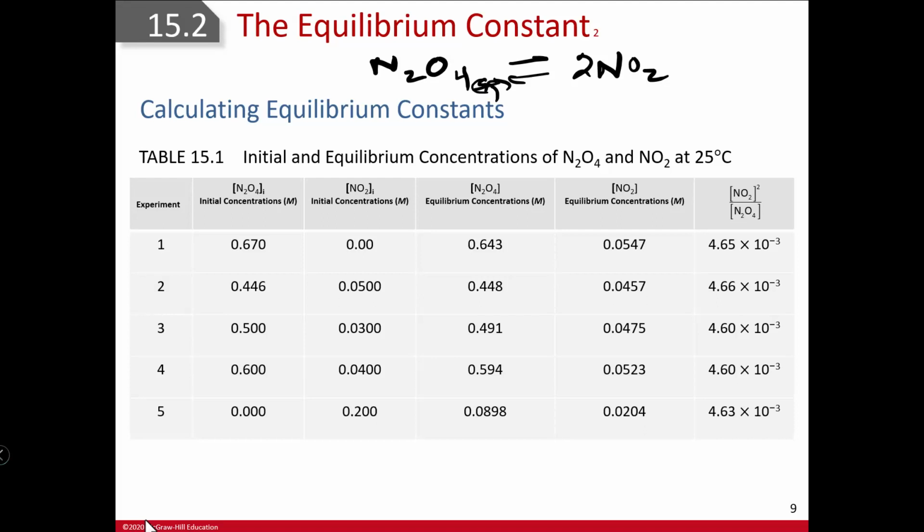I can't remember what it was. Let's see. Let's go back to be sure. It is aqueous. All right. So aqueous means these substances are dissolved in water. So here we go. Initially, we have this concentration of dinitrogen tetroxide. We have 0 of the product, which is pretty common, right? That's what we generally think of.